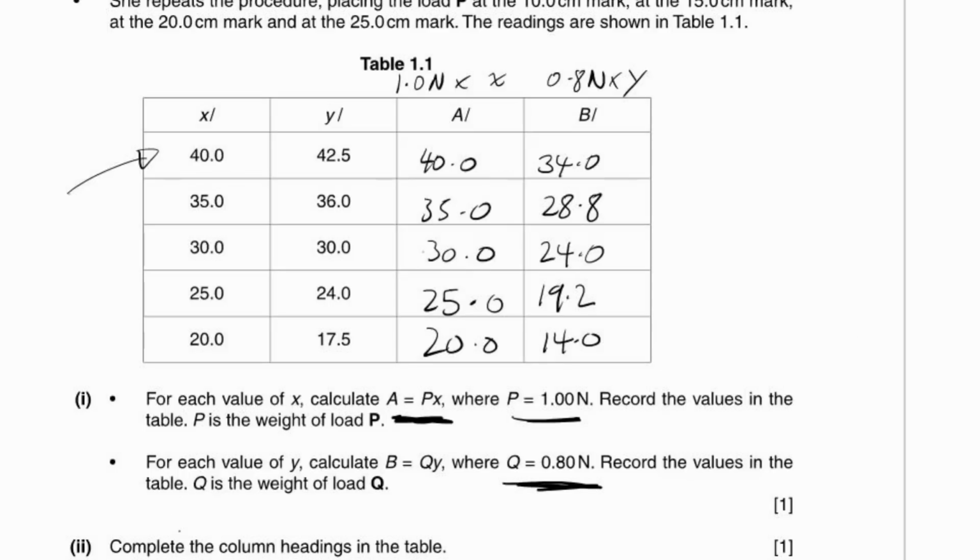And the next bit down the bottom, part 2, complete the column headings. Interesting. Well, we already know x and y are centimeters because it gives us that in the question. Centimeters, centimeters. Now if I multiply newtons by centimeters, what do I get? Well, we don't get anything amazing or deep and meaningful. What we get is newton centimeters, newtons times centimeters. That's all that means. So let's write that in. Newton centimeters, Newton centimeters. There we go.